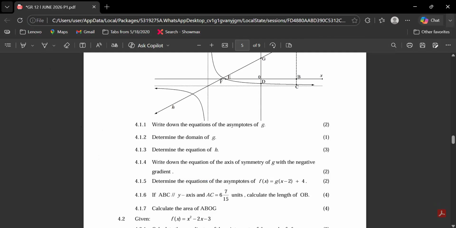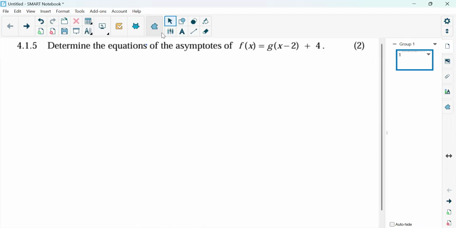They say f of x is given as g of x minus 2 plus 4. The first thing to notice is that we need g of x minus 2, but we don't know what g of x minus 2 is.